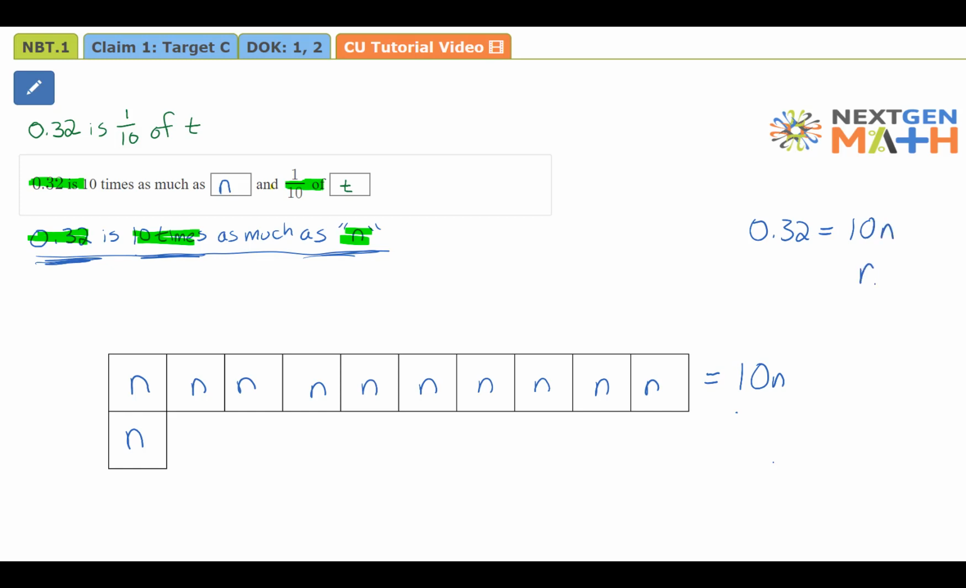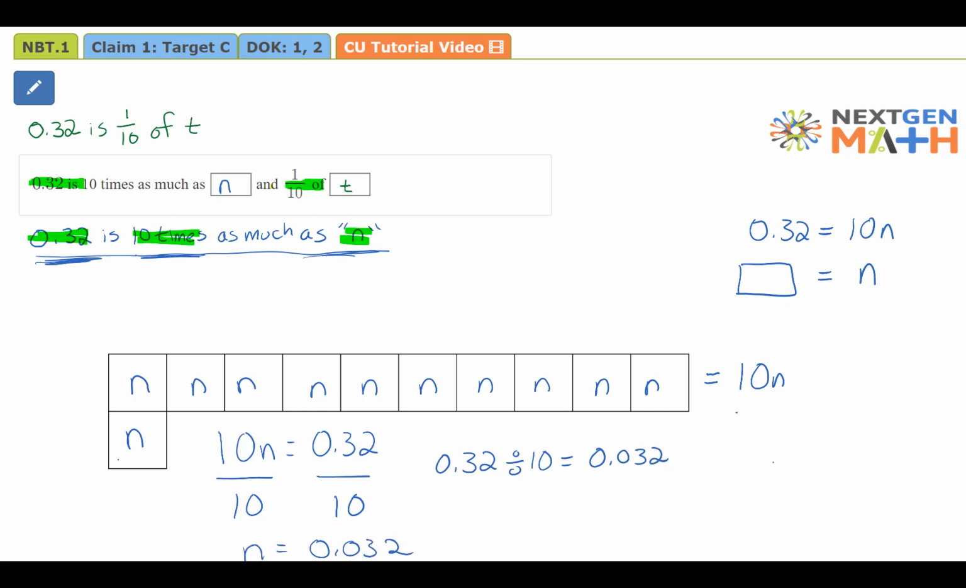So our question is really, what is 1n equal to? So since we know 10n equals 32 hundredths, we can divide each side by 10 to get our answer. And so 32 hundredths divided by 10 is equal to 32 thousandths. So each of these squares is equal to 32 thousandths. So the answer to our first unknown is 32 thousandths.